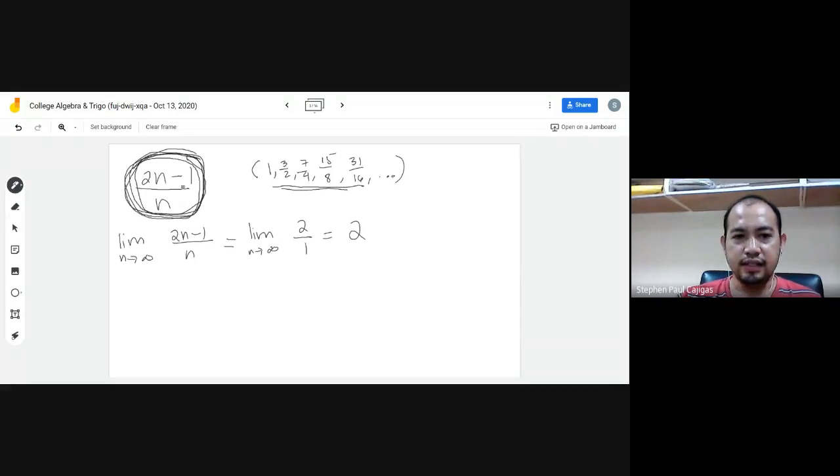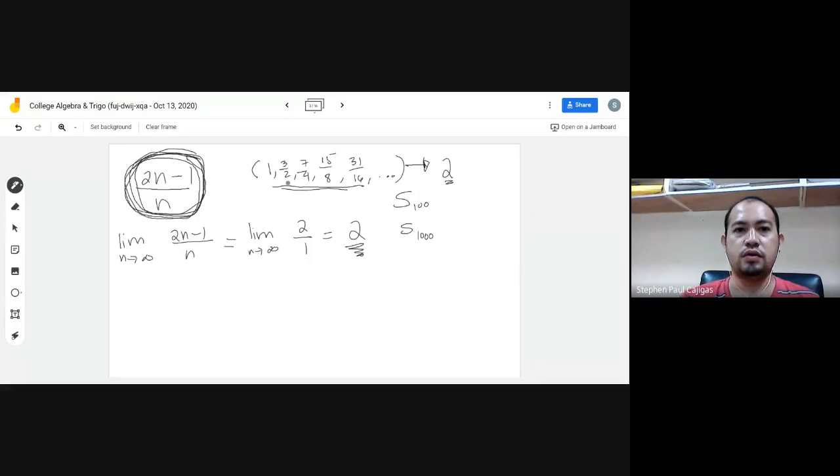And for this sequence, if we get the limit as n approaches infinity, we see that the limit is equal to 2. Meaning, these numbers approach 2. Again, even if we take larger partial sums, say S100, the 100th partial sum, or the 1,000th partial sum, the numbers we get will be very near to 2.